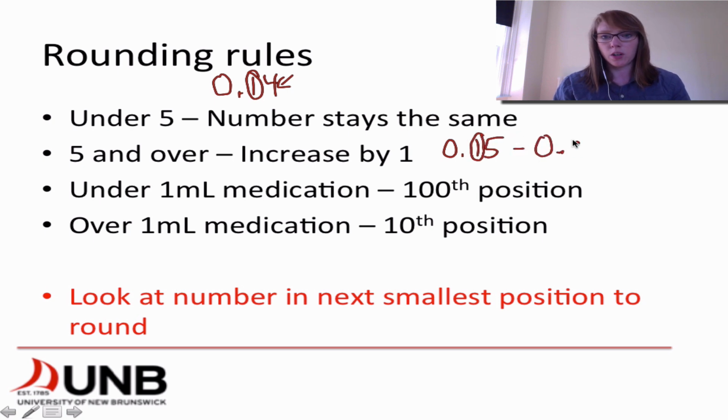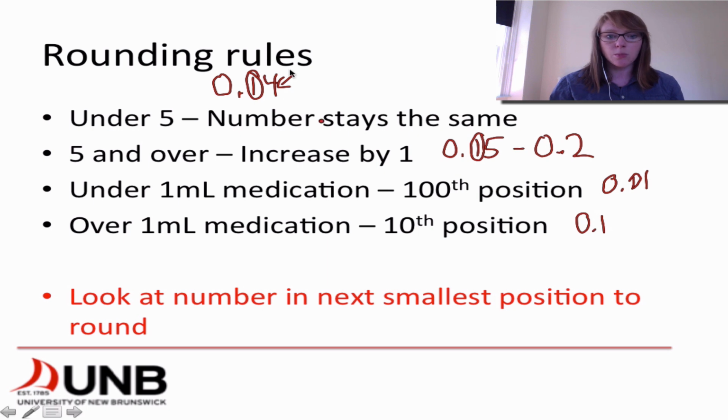to 0.2. If we have under 1 ml of medication, we're going to round to the 100th position, so that would be 0.01. And if we were going with over 1 ml of medication, we'd be rounding to the 10th position, which is 0.1, which will make more sense a little bit further on in the video, as well as if you watch the following videos about medication math.